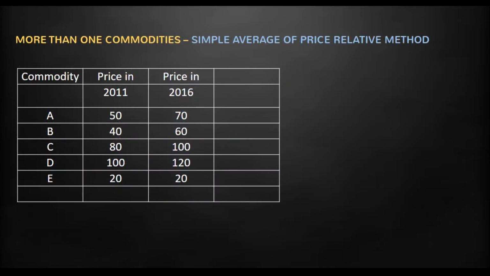Now here we again have more than one commodity, and we again have to find out the index number of that, but now it is method number 3, simple average of price relative method, right? One thing you must keep in mind is that price relative is nothing but index number. Price relative is another name of index number. So this method can also be called simple average of index number.